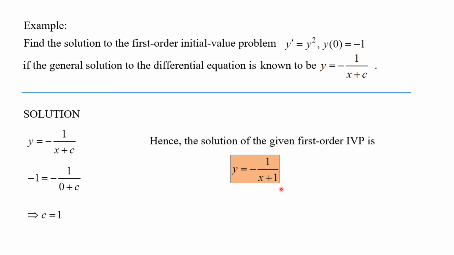Take note that c equals 1 is the only solution based on this initial condition. But if you change this initial condition, then you will get a different value for c, and therefore there will be a different solution for the given IVP.